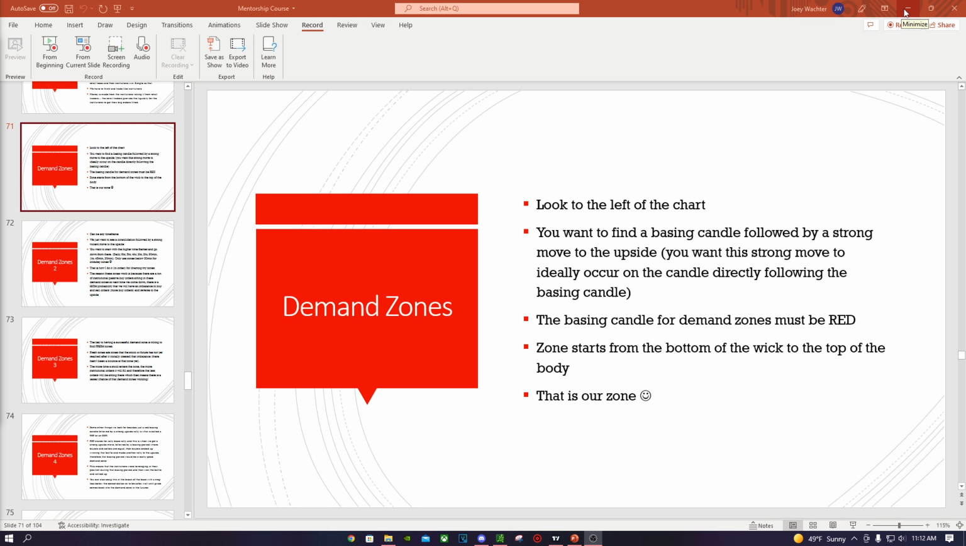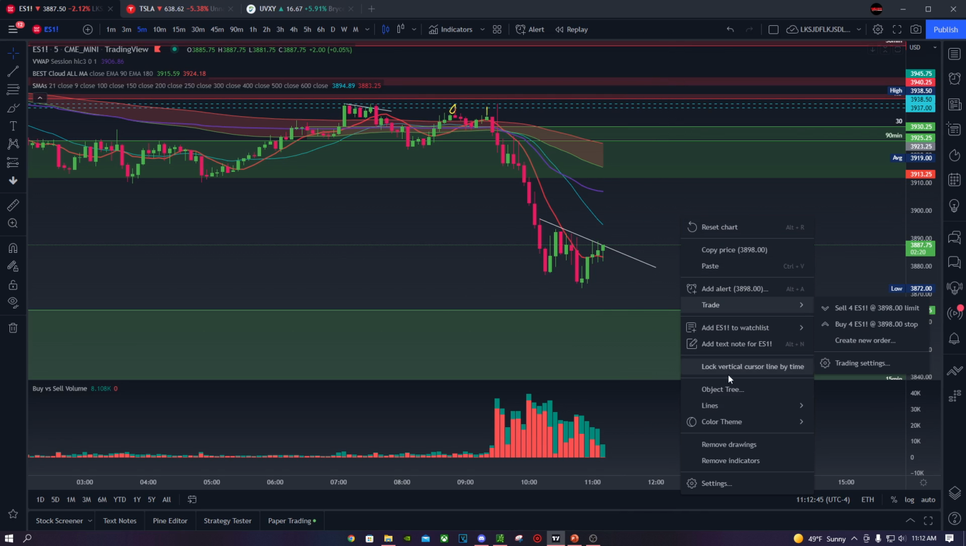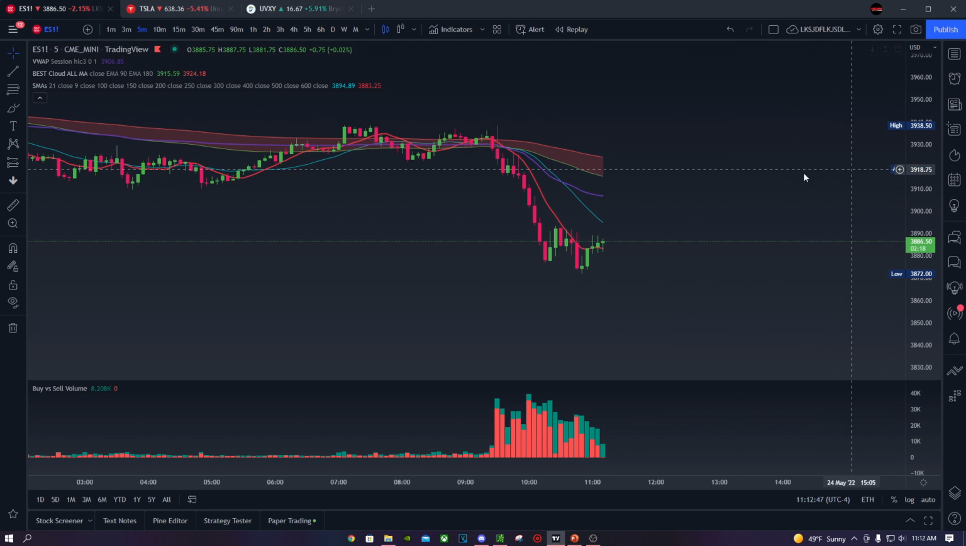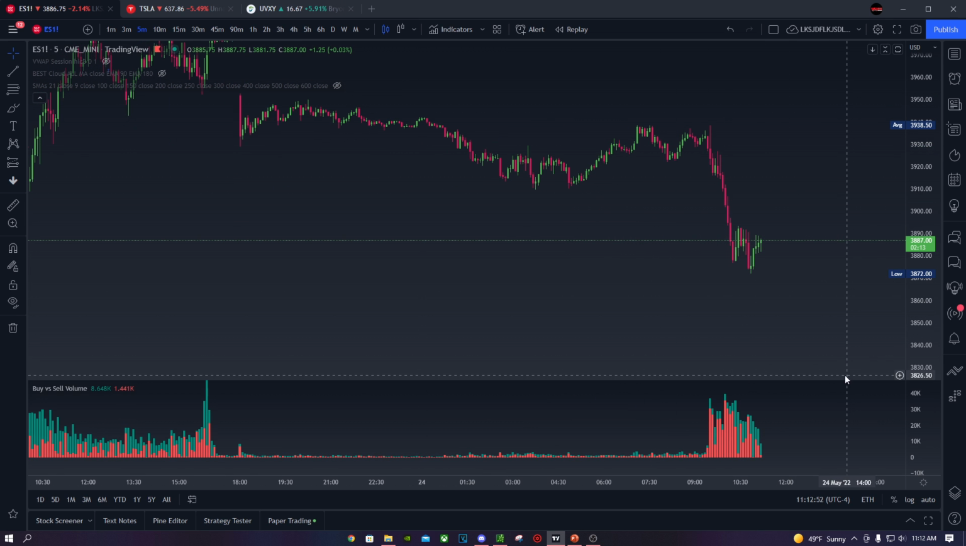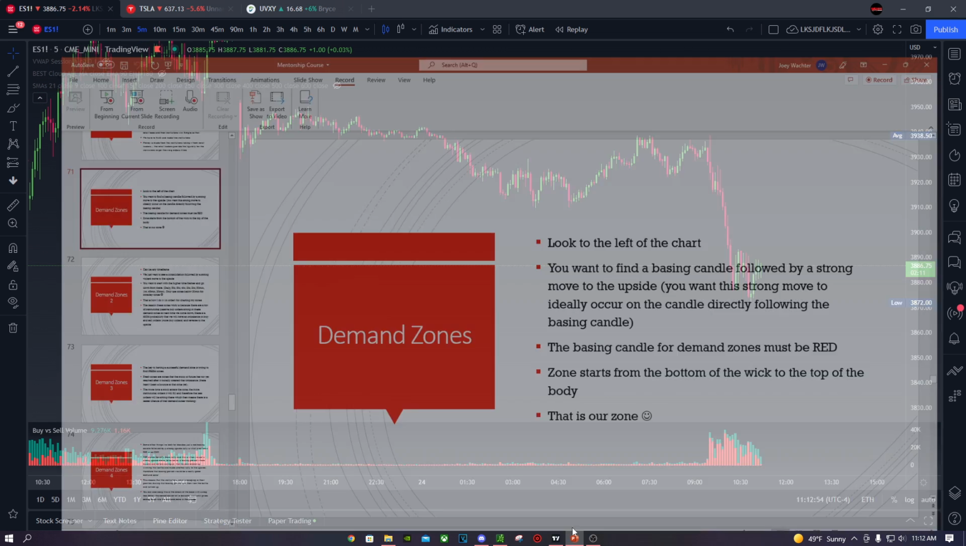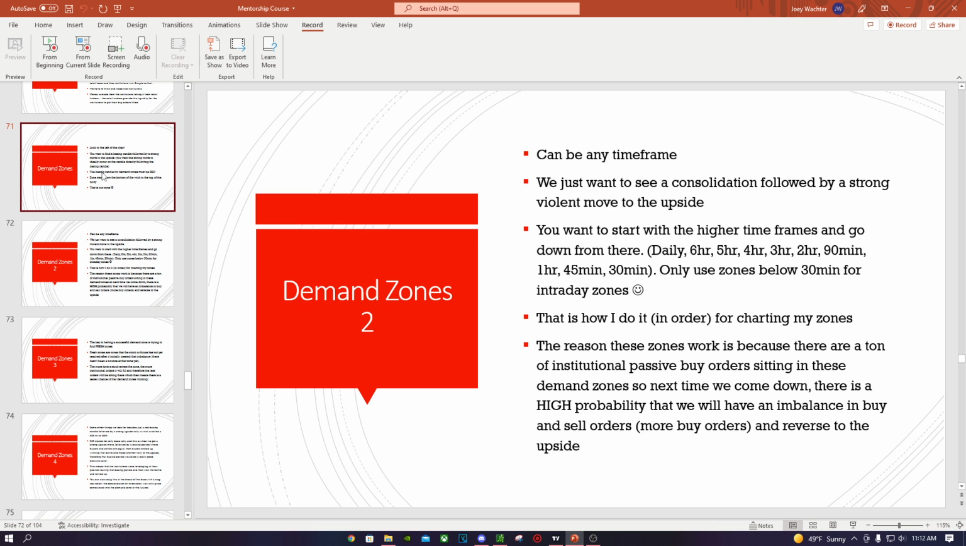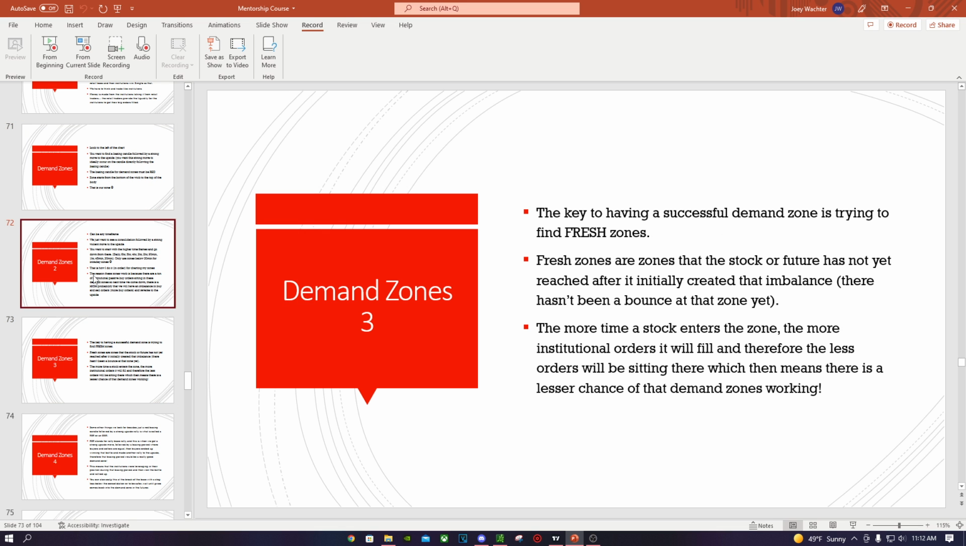So let's start charting some zones here. I'm just going to remove all of my drawings on this chart, make a fresh chart. We'll take all these off. Let me see, let's go over one more slide here.